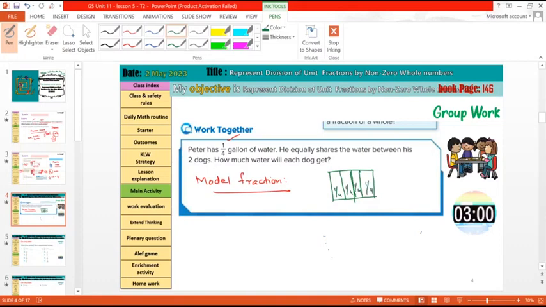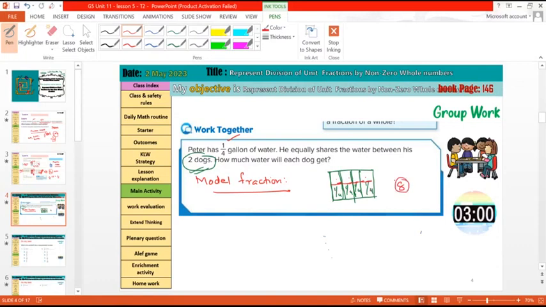Now he equally shares the water between his two dogs. That means each 1/4 is divided into two parts because he is dividing it between two dogs. So in the fraction model, divide each 1/4 part into two equal parts, like this. Now how many parts are there in total? 1, 2, 3, 4, 5, 6, 7, 8.